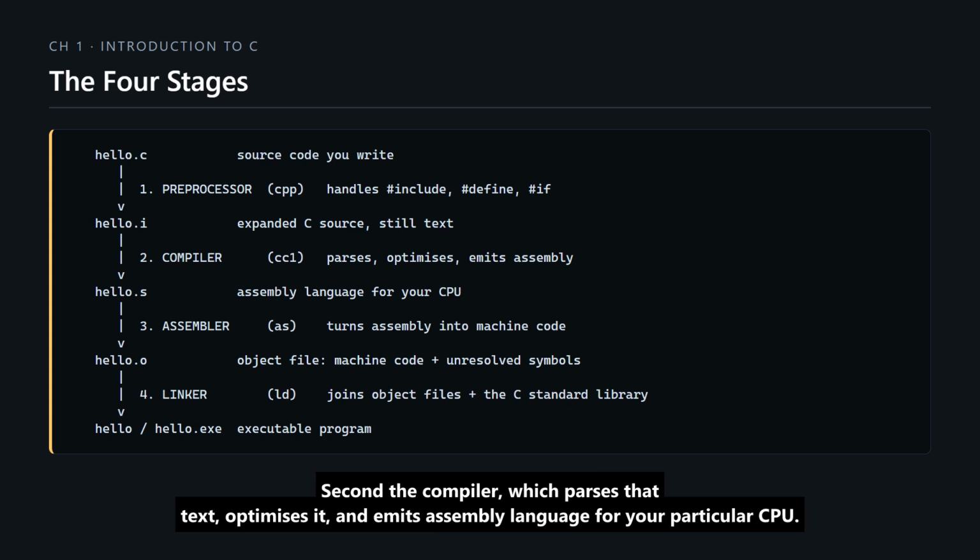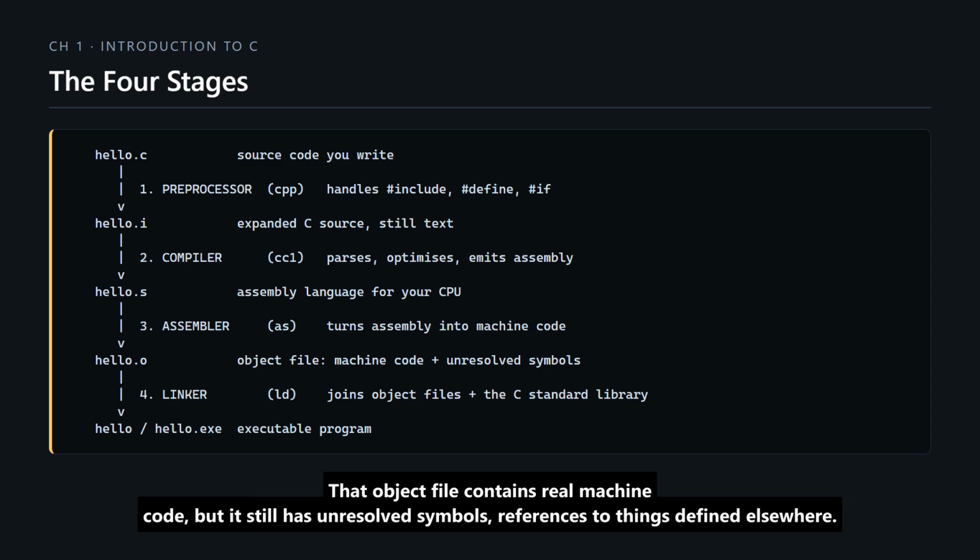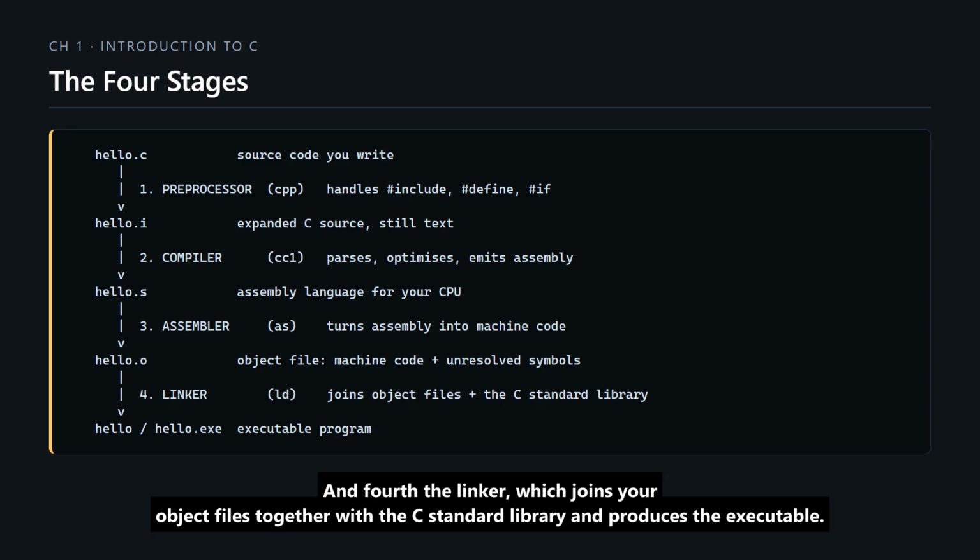Second, the compiler, which parses that text, optimizes it, and emits assembly language for your particular CPU. Third, the assembler, which turns that assembly into machine code, producing an object file. That object file contains real machine code, but it still has unresolved symbols, references to things defined elsewhere. And fourth, the linker, which joins your object files together with the C standard library and produces the executable.